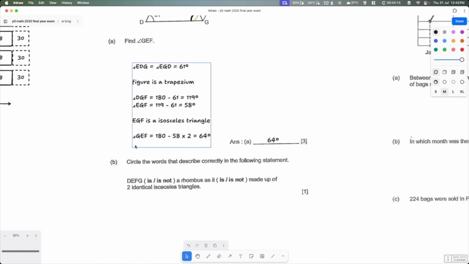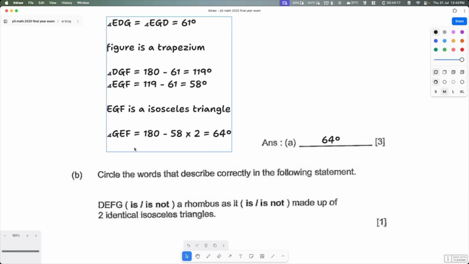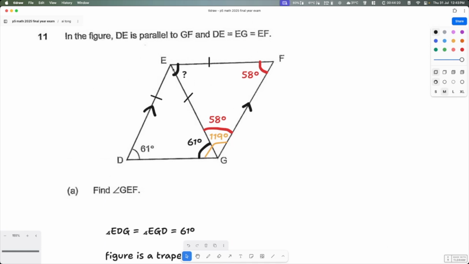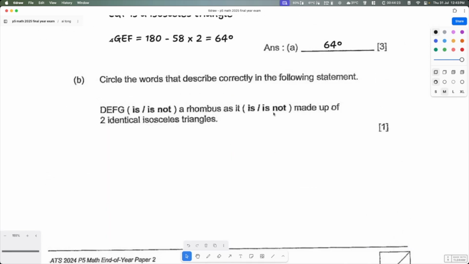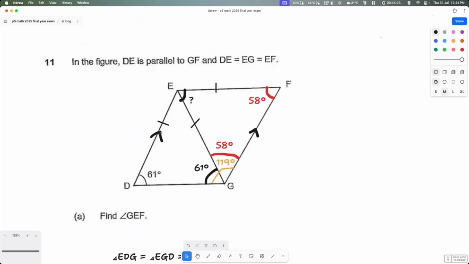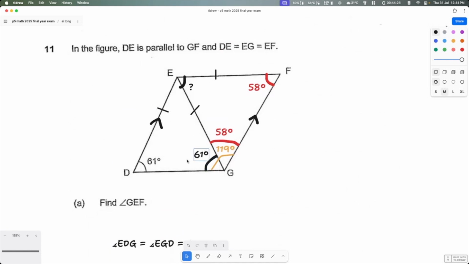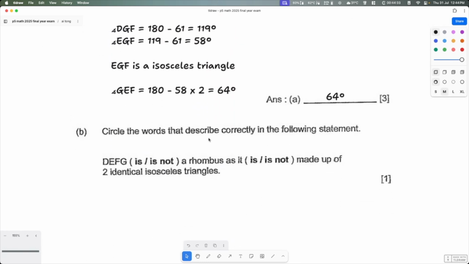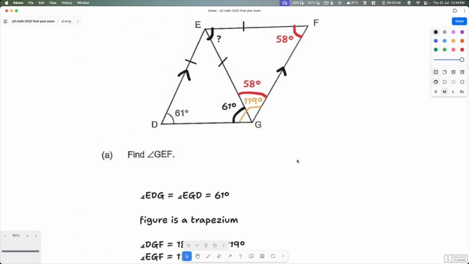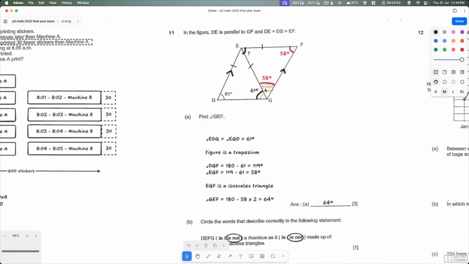Circle the words that describe correctly in the following. DEFG is a rhombus and is not made out of two identical isosceles triangles. You can see that it is not made out of identical isosceles triangles because it's 58, 58 and 61, 61. So DEFG is not a rhombus. Rhombus means every side is the same, and it's not. So I think it's pretty clear to see this.